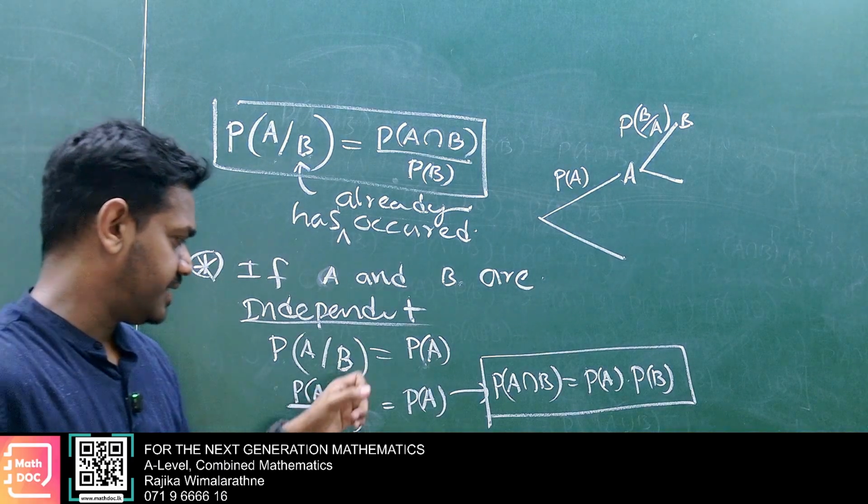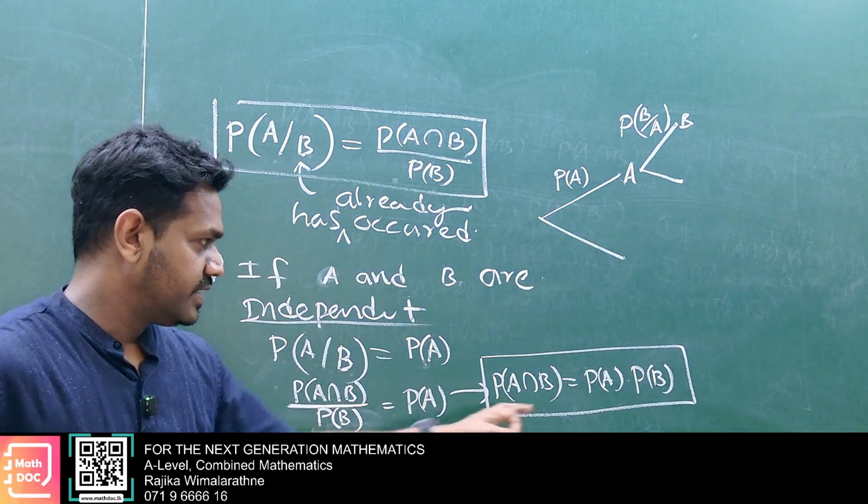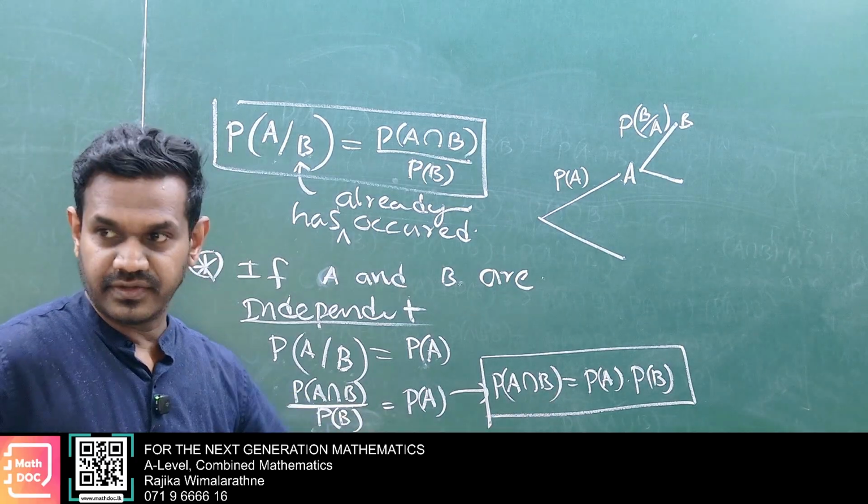Here P(A intersection B) over P(B) equals P(A). So this is only for independent events, okay? Not with the others.